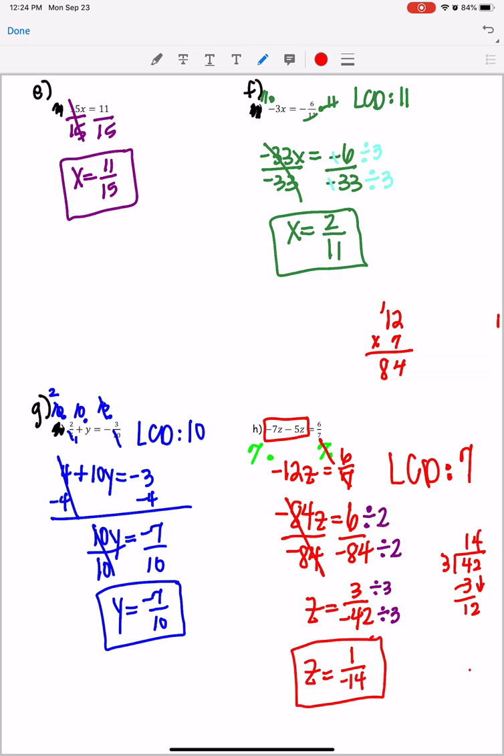So my answer on that one is either 1 over negative 14 or negative 1 over 14. But either way, that one we needed to reduce. Really, we should have divided by 6 from the beginning. So that is actually all I have for this one. Let me know if you guys have any questions. And pause this video, rewind it as you need to.